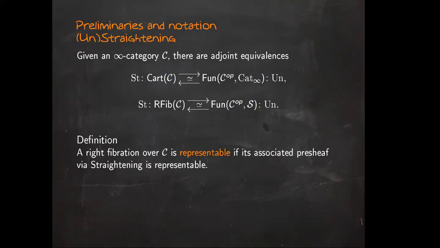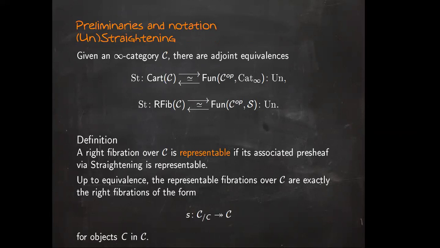And this allows us to define what it means for a right fibration to be representable, which just means that its associated straightened presheaf is representable, right? We can compute them in the following way. Up to equivalence, a right fibration is representable if and only if it is of this form. So it's the source fibration of a slice, right? So they all look this way.